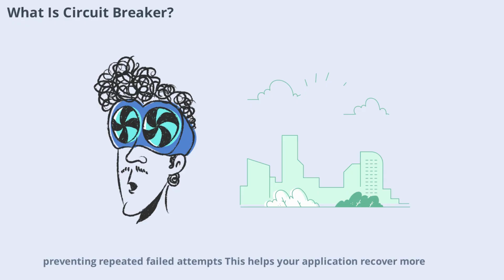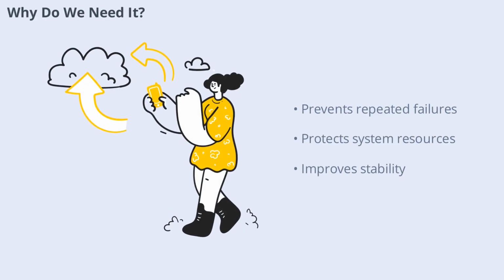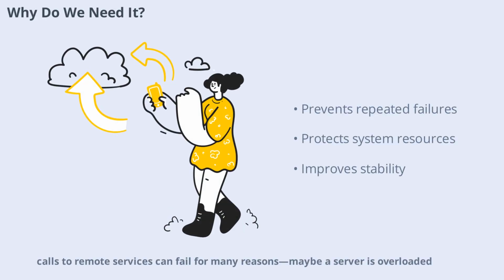This helps your application recover more effectively and keeps the system stable, especially in distributed environments where failures can cascade and impact unrelated parts of your system. Distributed systems calls to remote services can fail for many reasons. Maybe a server is overloaded, the network is slow, or a resource is temporarily unavailable. These are called transient faults and they usually fix themselves.